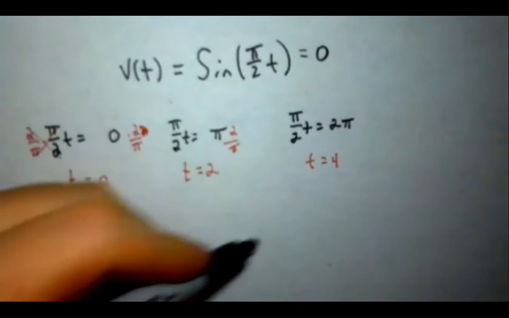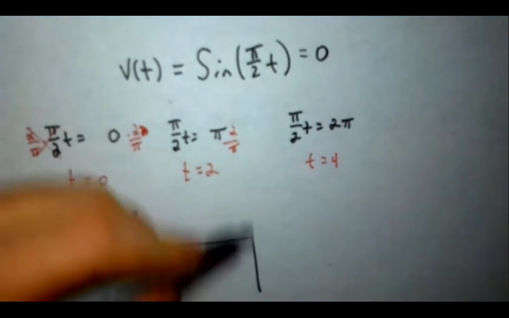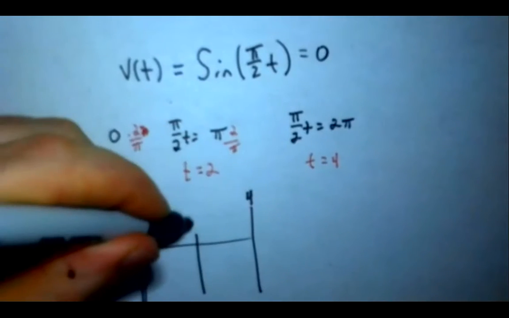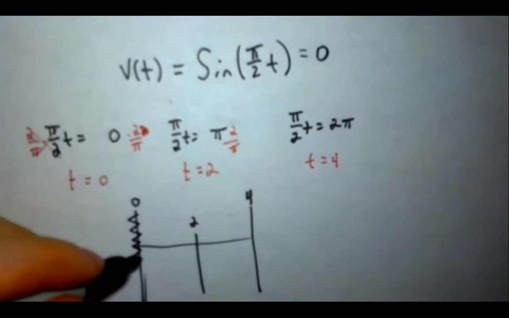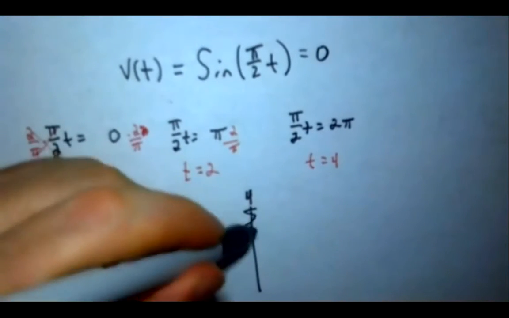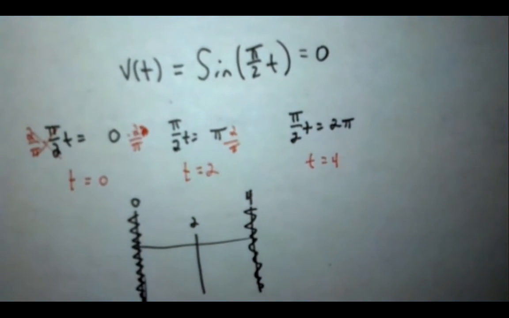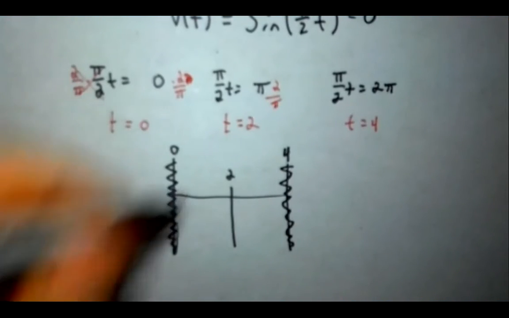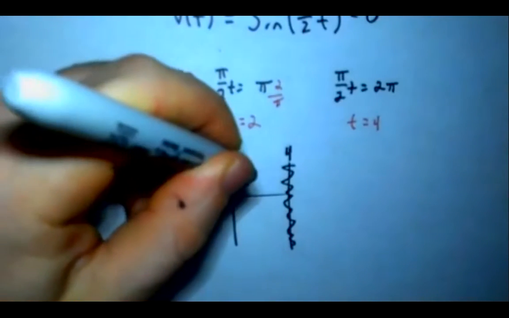So I should test them. Remember, the graph said that at 0 and 4, we had walls. So this is a wall. This is a wall. What are we picking for test values? How about 1 and 3? Yep, better be 1 and 3. We don't get many other choices.